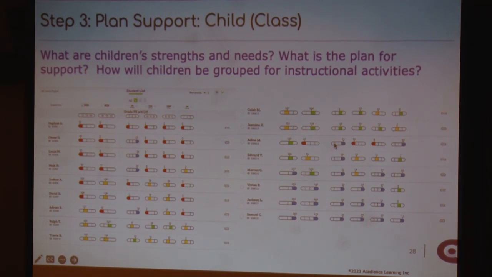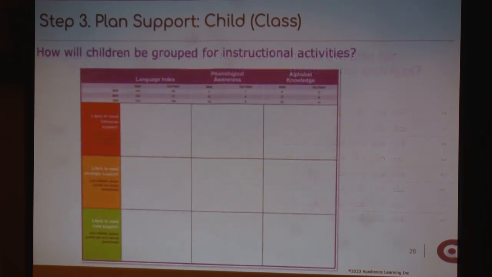Those of you who are coaching teachers, how do you help them to use the data in their classroom to make some good decisions? And again, the point of doing the PELI is to use the data. We have a tool that is our grouping worksheet for the PELI, and it is different from the K6 one. We have 3 areas. We have our language index, we have phonological awareness, and alphabet knowledge. Acadience Learning Online does not yet populate this for you, but this tool is available for our PELI mentors on the website.